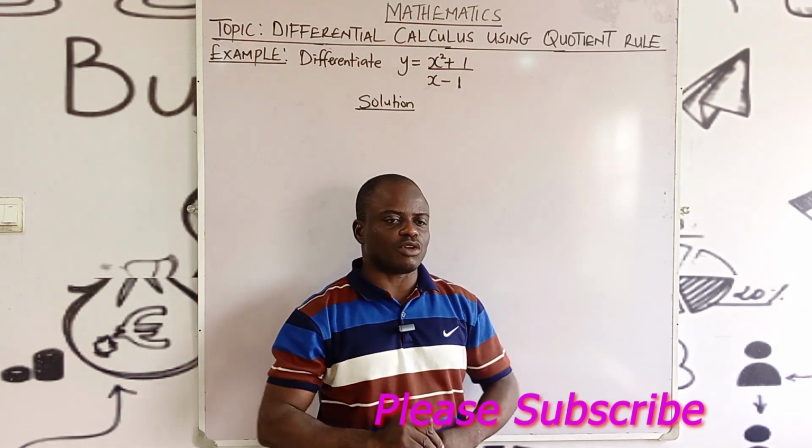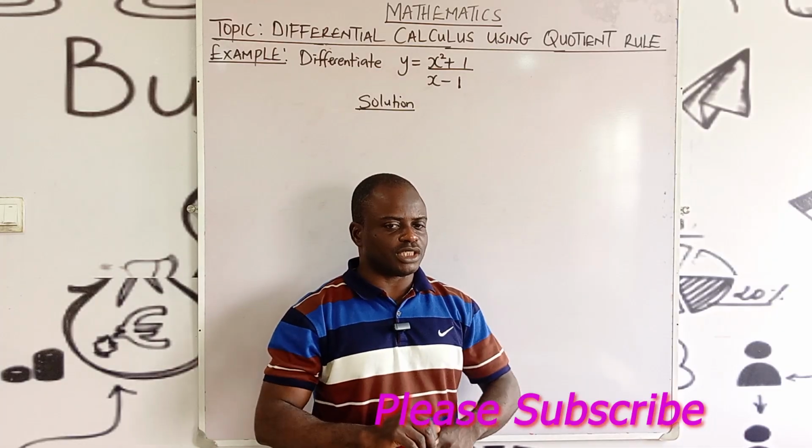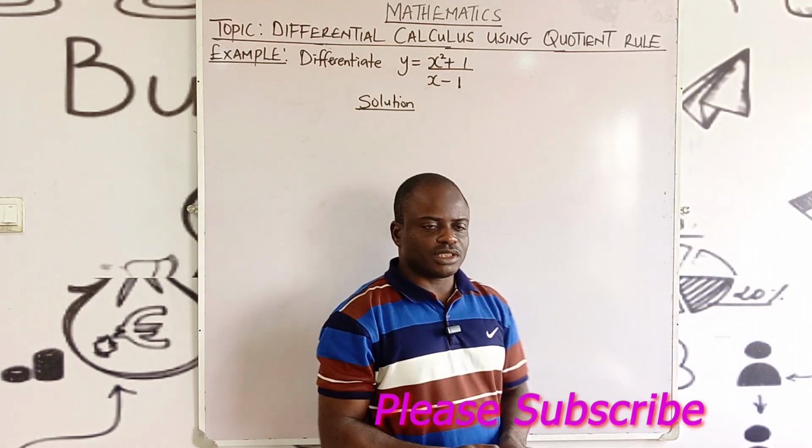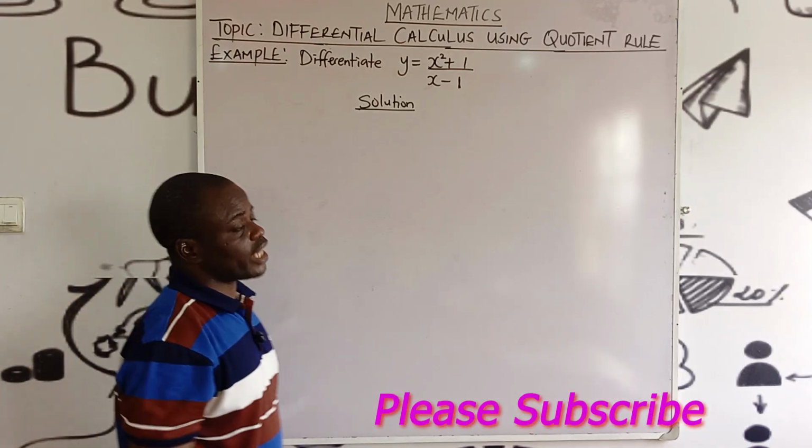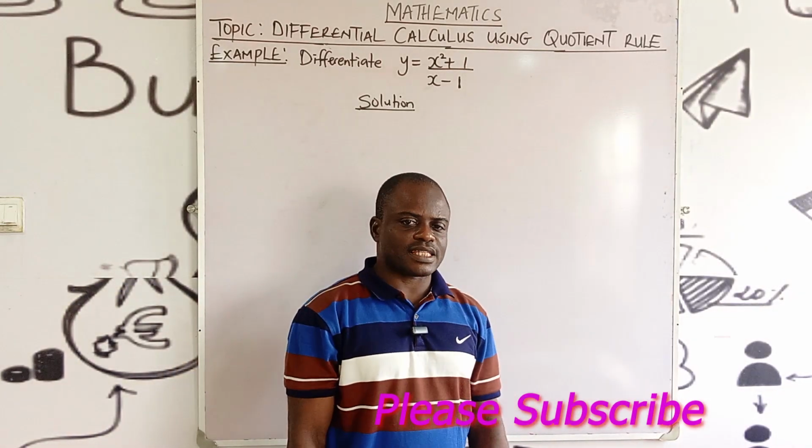Today, we want to carry out calculation on differential calculus using quotient rule. And let's see what's on the board. The question says differentiate y equals x squared plus 1 over x minus 1.